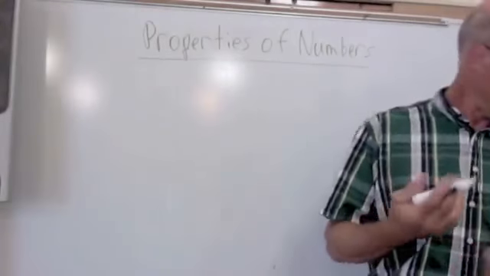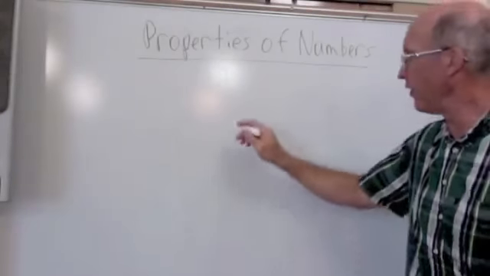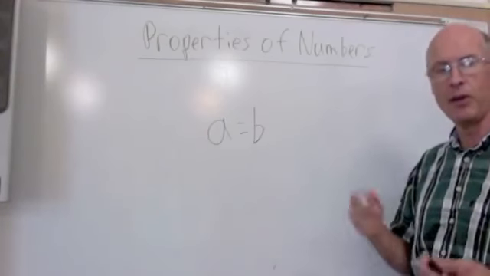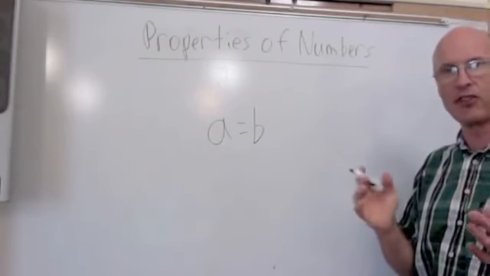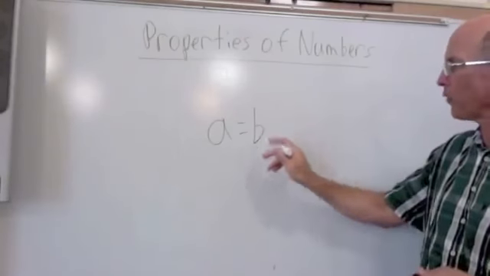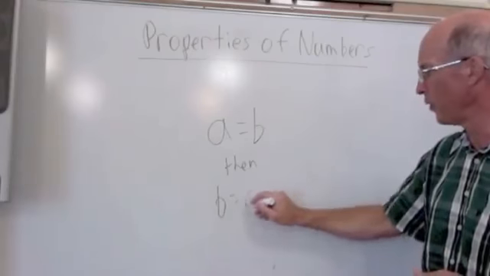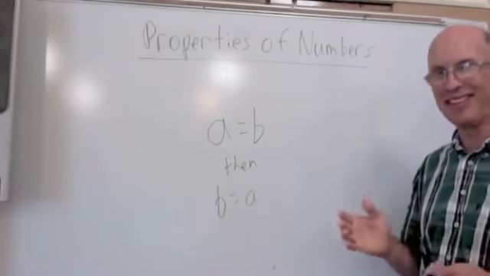There's a property called the symmetric property. And it basically says that if A equals B, you know what symmetry means, right? It means both sides are the same, or they're reflections of each other, kind of. So if A equals B, then B equals A. Yes, I know, I'm glad you're sitting down. It's amazing.